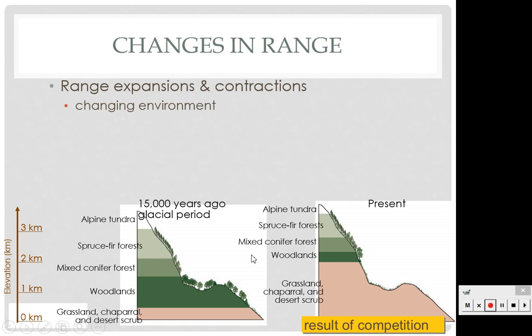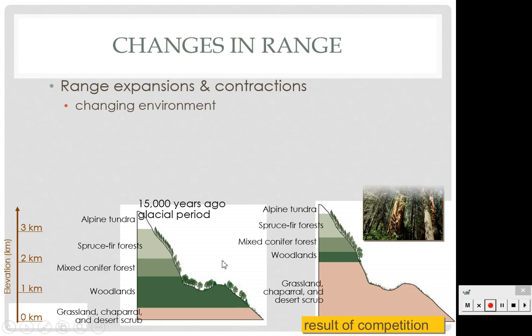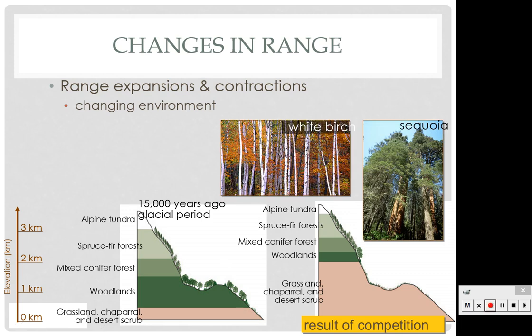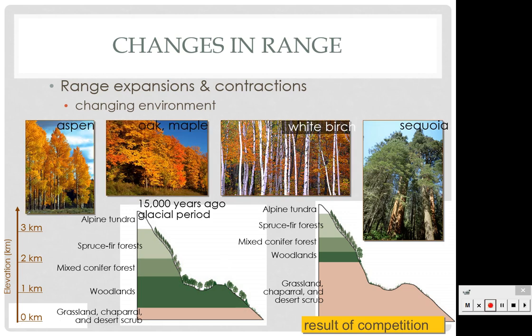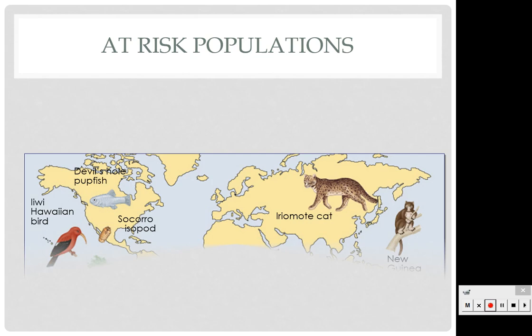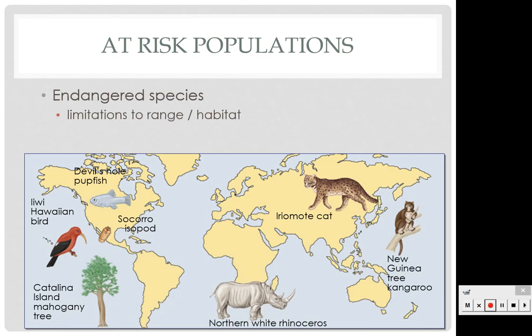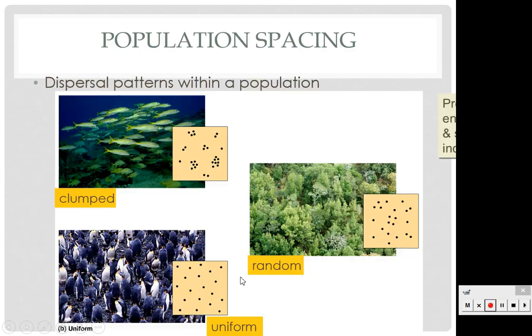Changes in range. Range expansions and contractions. Changing environment. Okay, so by changing environment, it can change what things are there. Alright, at-risk populations, endangered species, generally due to limitations to range and habitat. Okay, places the species at risk. Okay, the rhinoceros. Okay, its habitat has been greatly limited.